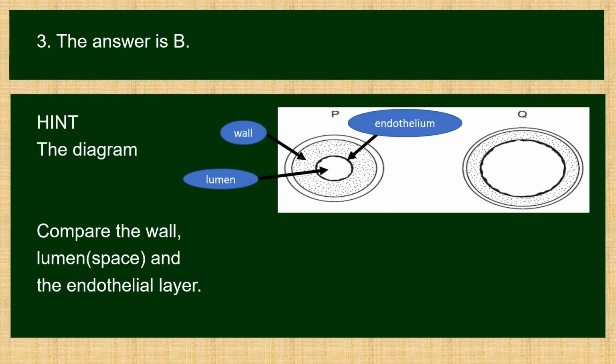The hint on this question is the diagram itself. Comparing the three vessels, artery, vein, and capillary, capillary must be 1 cell thick, so there is none in the choices. P has thicker wall than Q. The lumen, or the space of the blood to flow in P, is narrower compared to Q, which is wider. There is no difference in their endothelium, thus P is an artery and Q is a vein. The best answer for this question is B.